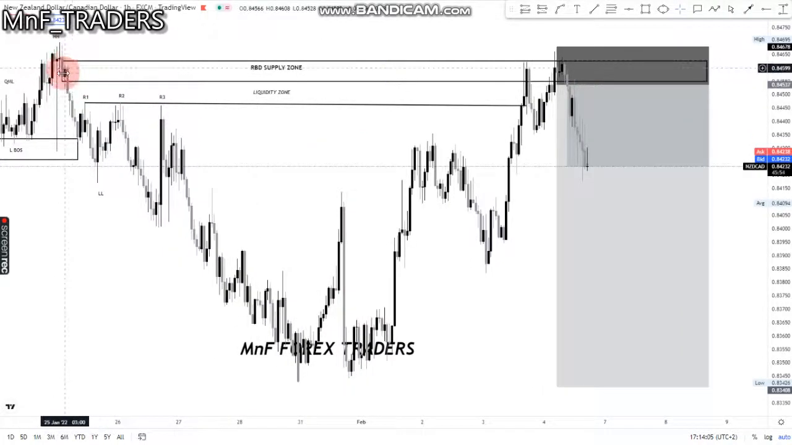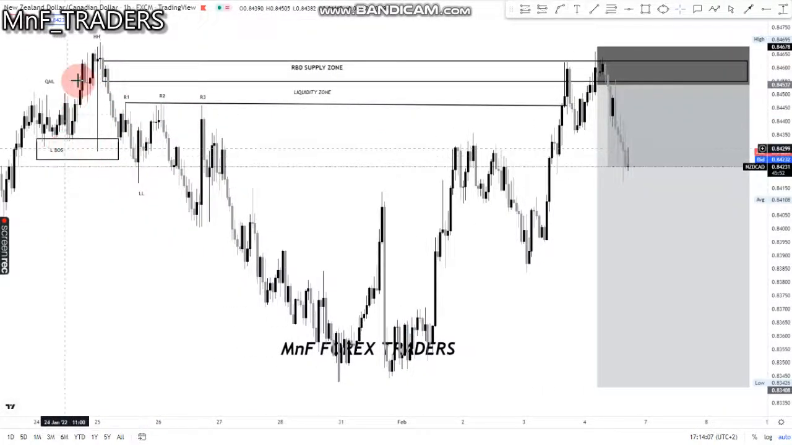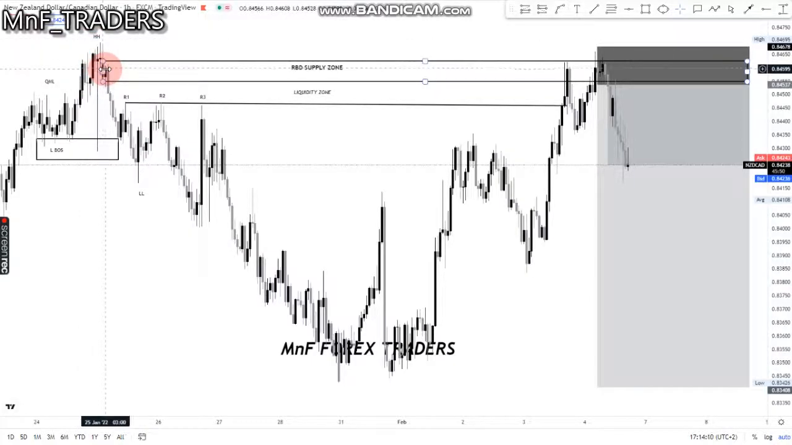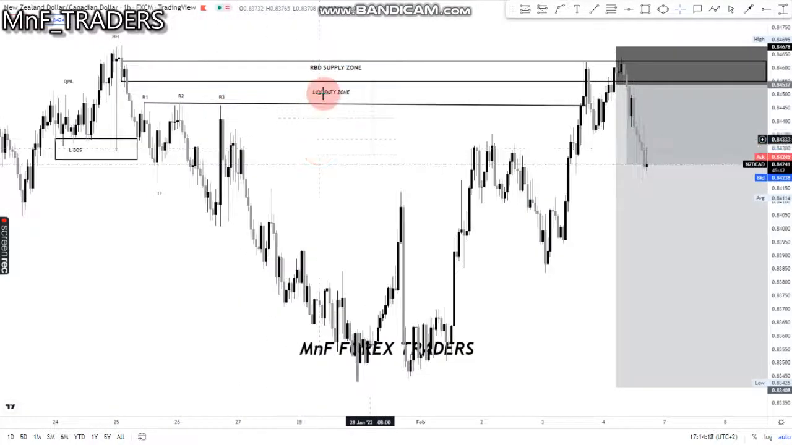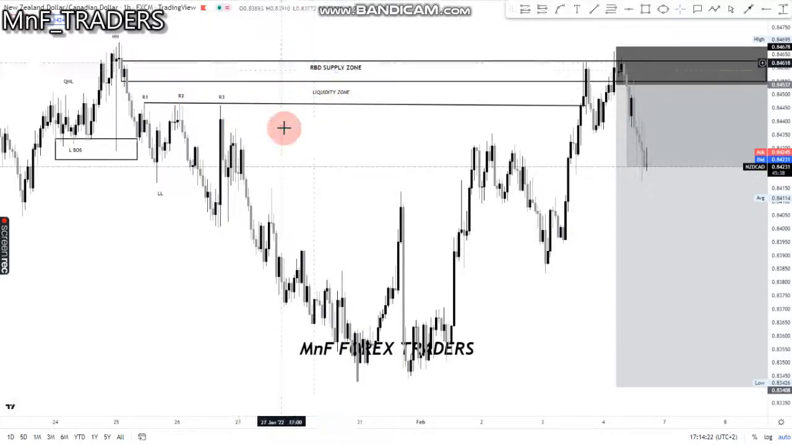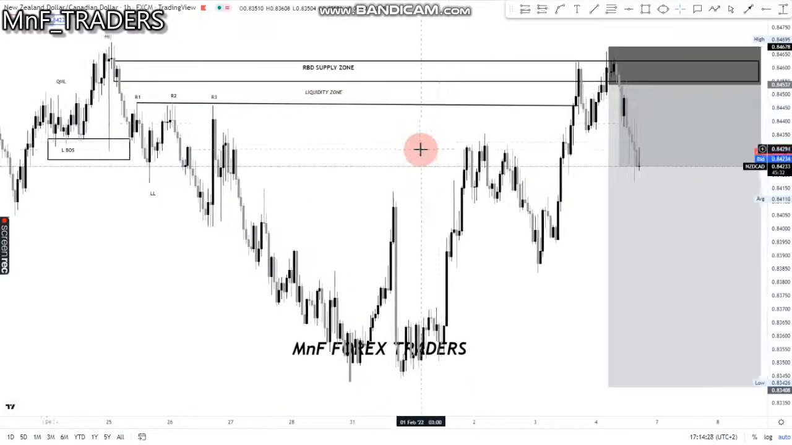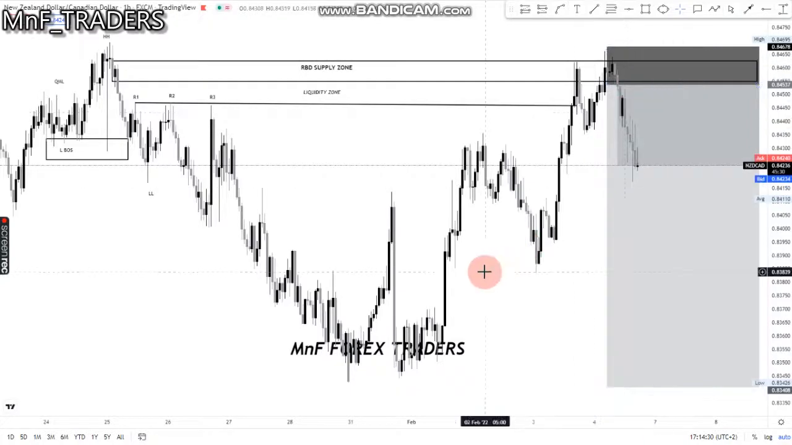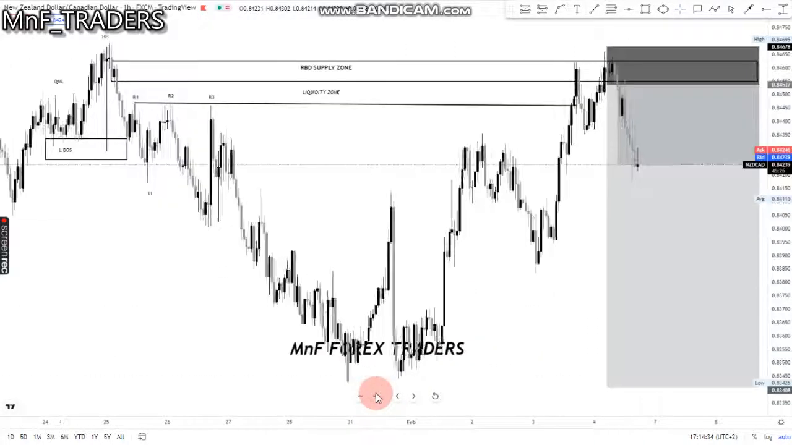We had an order block at this level here, and remember, this is our rally base drop supply zone, which is RBD supply zone, and this is my liquidity zone, because there are a lot of people who are trying to sell, especially the support and resistance traders at this level right here. So therefore, this level had to be taken out before the market can actually continue to go to the downside. And look at how beautiful this trade setup was.